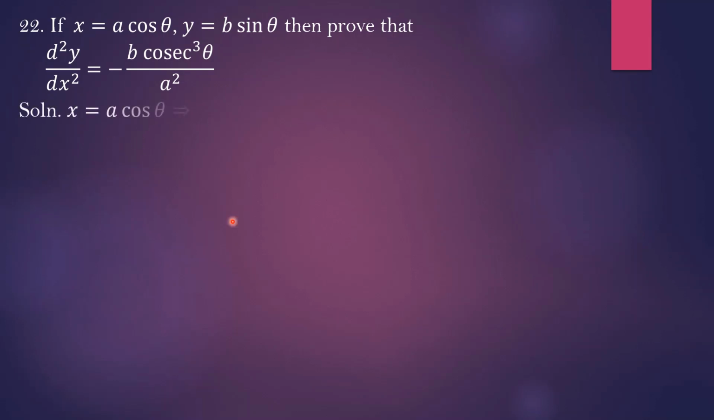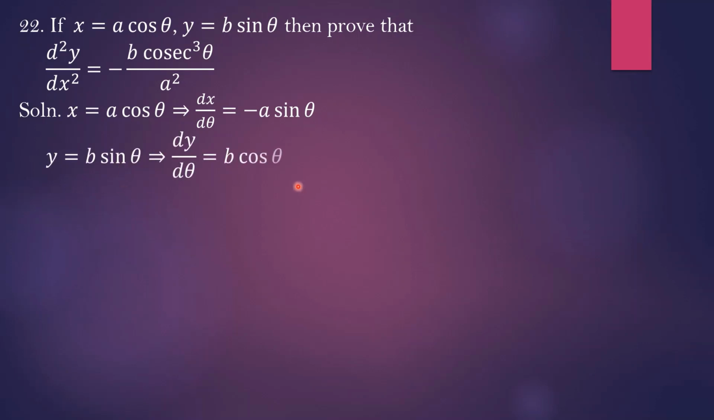You write the expression for x as x is equal to a cos theta, and dx d theta is equal to minus a sin theta. Here a remains the same, and the derivative of cos theta is minus sin theta. Similarly, take the expression for y: y is equal to b sin theta, and dy d theta is equal to b cos theta, since the derivative of sin theta is cos theta.